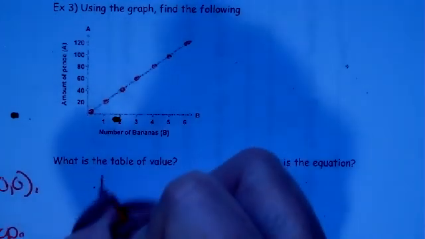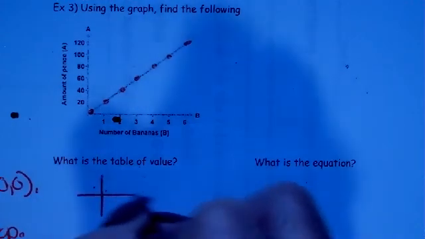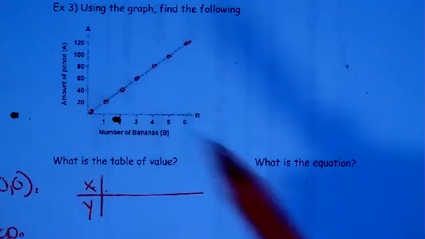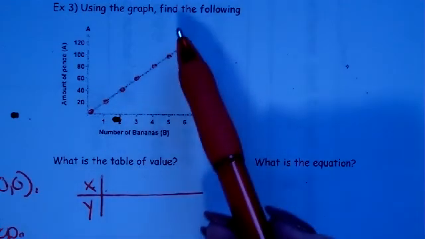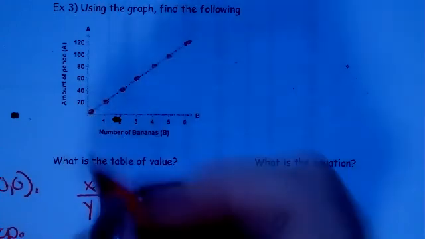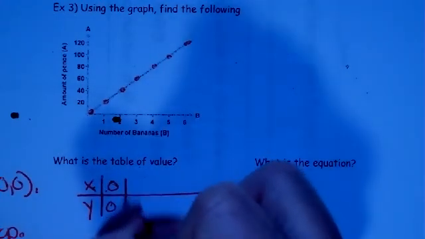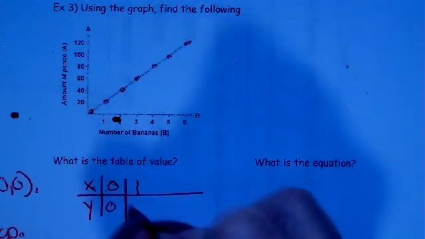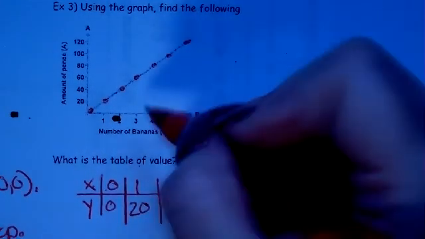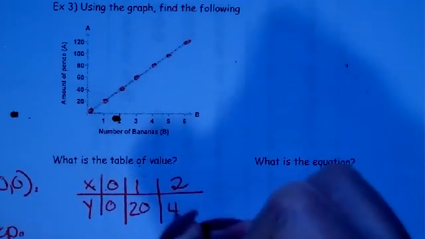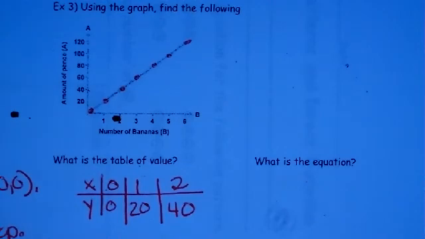I'm going to do a horizontal table right here. So X and Y. Now, we've got a bunch of points here and I can list them all, but let's just do 3 points this time. So my first point down here is 0, 0. The next point I have is 1 and 20. And my next point right here is 2 and 40. When you do a table of values, you want a minimum of 3 points. Okay, we got 3 points, so we're good.